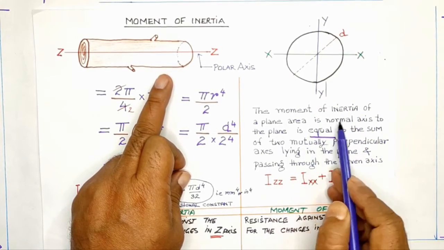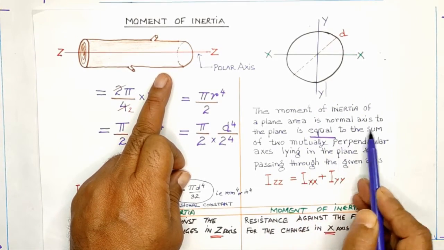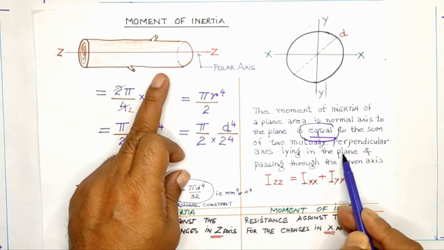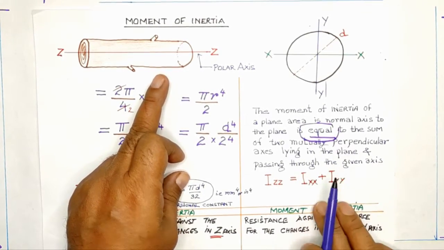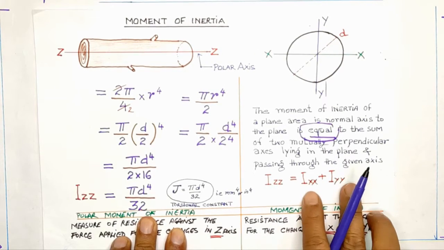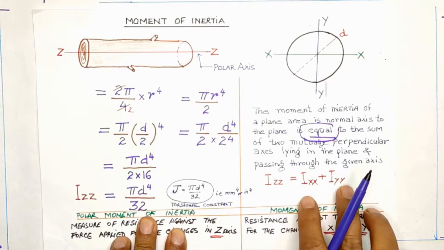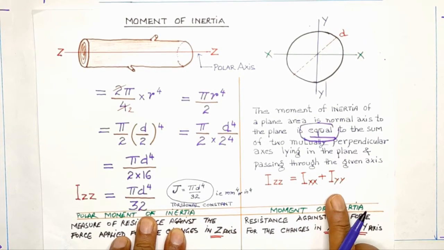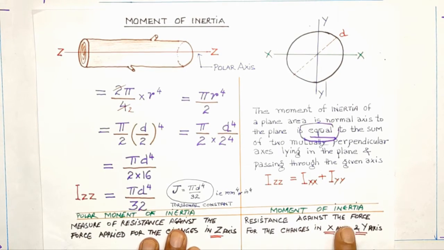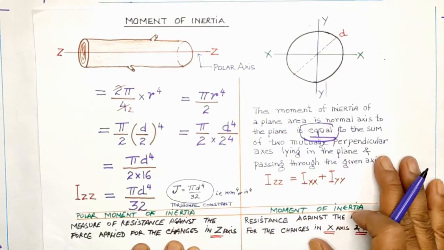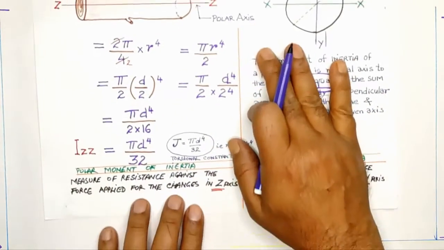The moment of inertia of a plane area with normal axis to the plane area is equal to the sum of two mutually perpendicular axes. You can see this IZZ is the sum of two mutually perpendicular axes, this one. So if this is 32, this will become here 64. So for polar moment of inertia and moment of inertia, we should understand what the moment of inertia means.